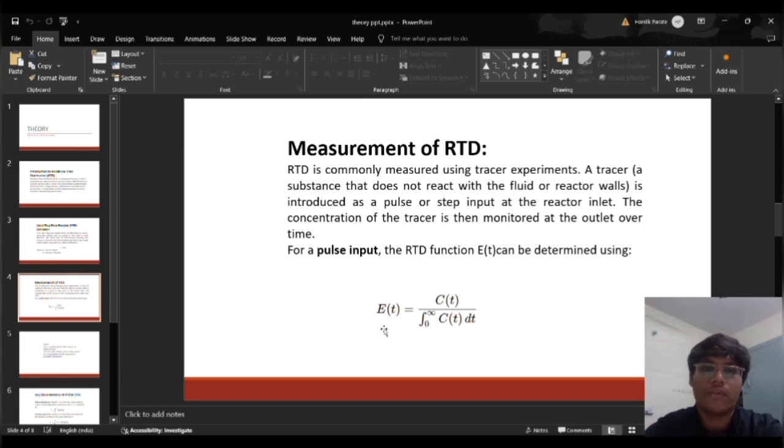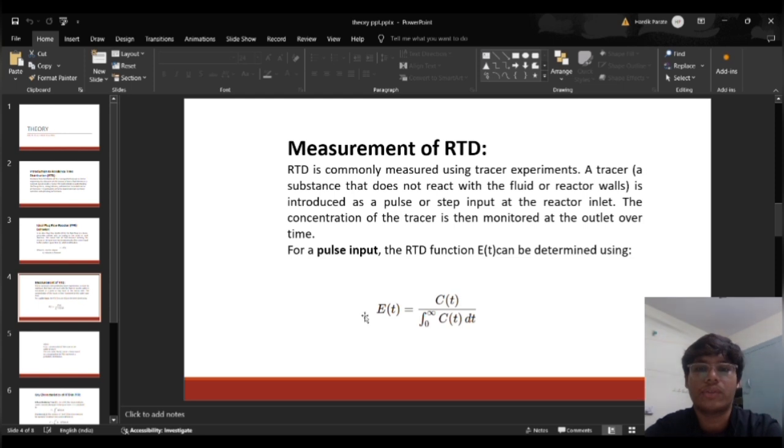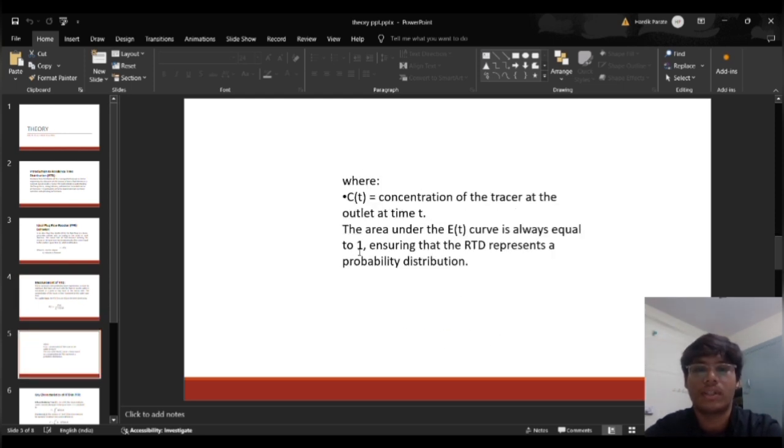The formula for E of t in case of pulse input is E of t equals C of t upon the integration from 0 to infinity of C of t dt. Here, C of t represents the concentration of the tracer at the outlet at time t. The denominator normalizes the entire curve so that the total area under the RTD curve is always equal to 1. This normalization ensures that the RTD curve reflects the probability distribution of residence time.